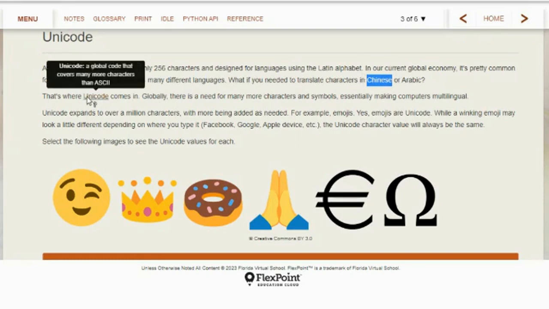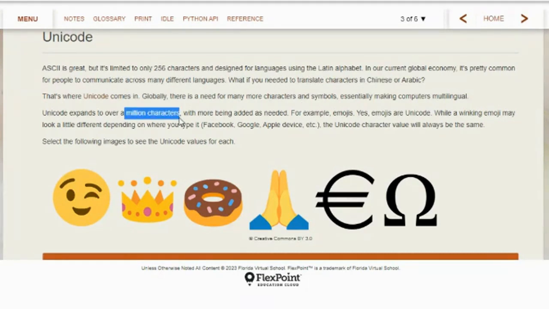That's where Unicode comes in. Unicode is a global code that covers many more characters than ASCII. Globally, there's a need for many more characters and symbols, essentially making your computer multilingual. So Unicode expands over 1 million characters, with more being added as needed. So for example, emojis. Emojis are Unicode.